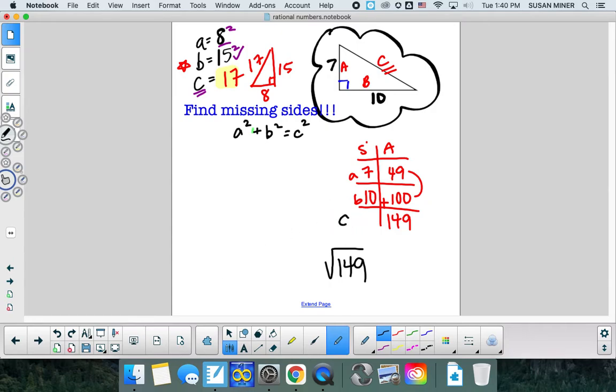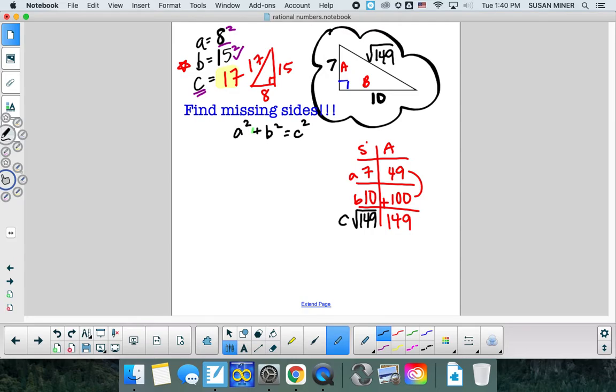So I'm just going to say C is equal to the square root of 149. 149 is what we call prime, and so the only factors that it has are 1 and itself. And so it cannot be square rooted evenly. So we just leave it as the square root of 149. It's an irrational number. Okay, so now I know the side length is equal to the square root of 149.